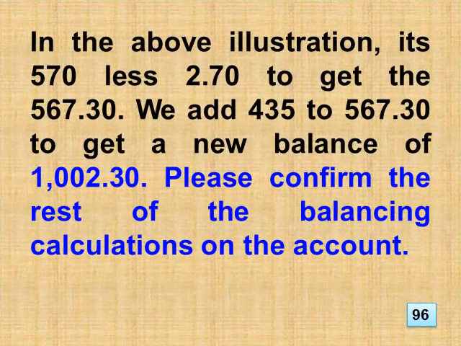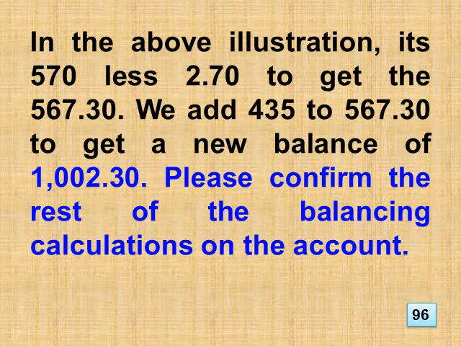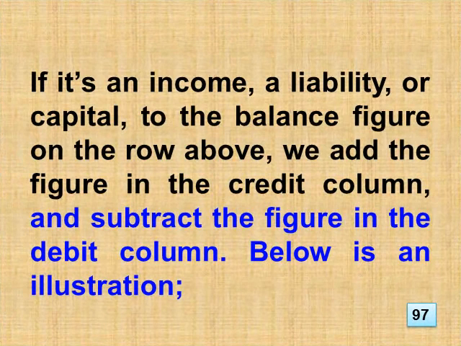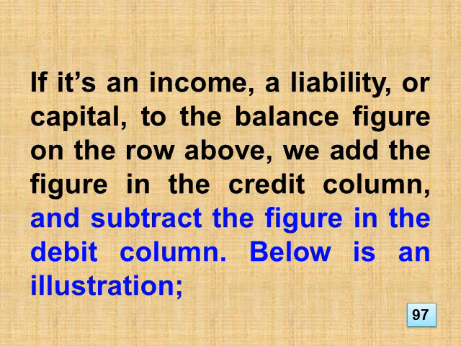In the above illustration, it's 570 less 2.70, to get the 567.30. We add 435 to 567.30, to get a new balance of 1002.30. Please confirm the rest of the balancing calculations on the account. If it's an income, a liability, or capital, to the balance figure on the row above, we add the figure in the credit column, and subtract the figure in the debit column. Below is an illustration.